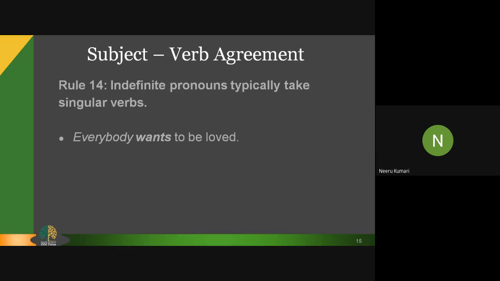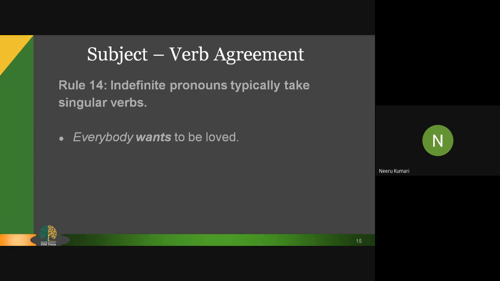For this, you should know what indefinite pronouns are. All right. So if you are talking about indefinite pronouns, there is a list of them: everybody, somebody, nobody. So you should keep all these indefinite pronouns in your mind. Whenever you are talking about an indefinite pronoun, the verb form that gets added along with the subject is always based on the singular subject.